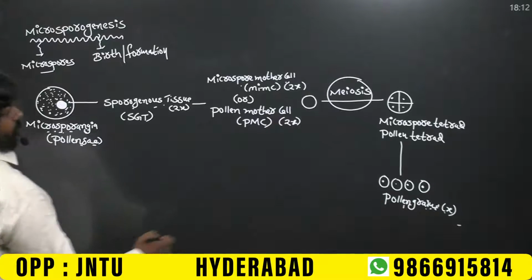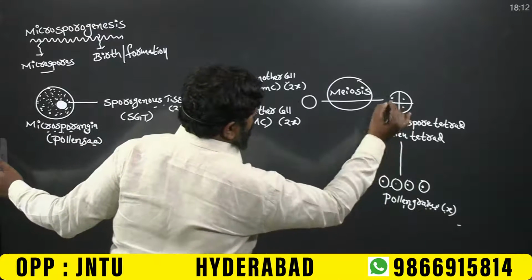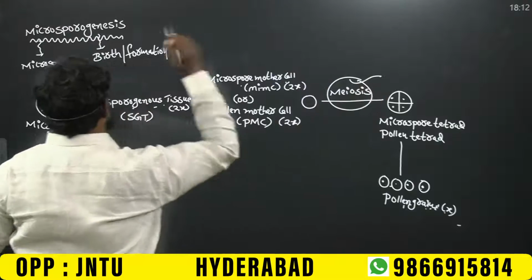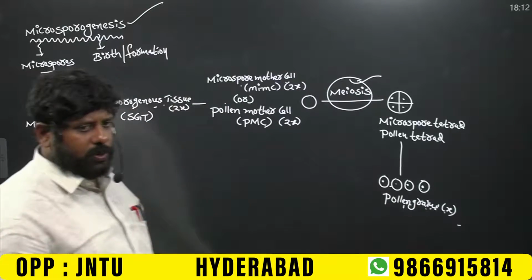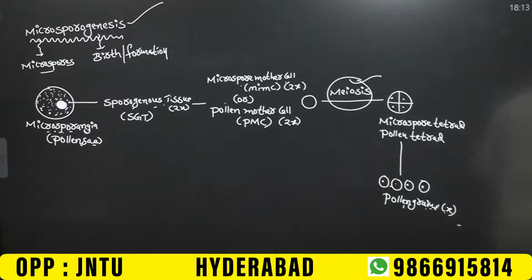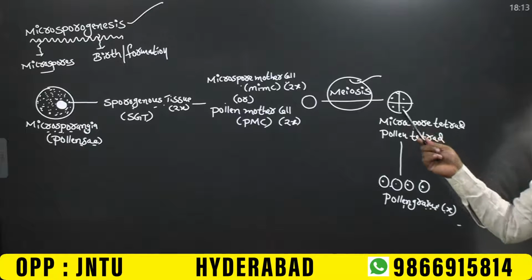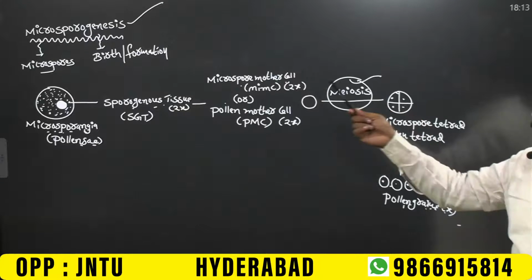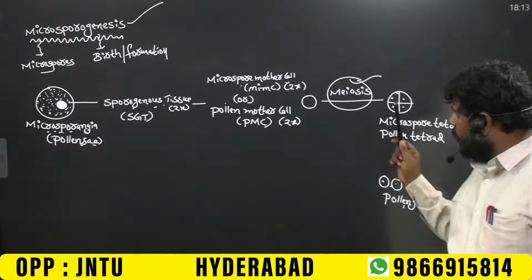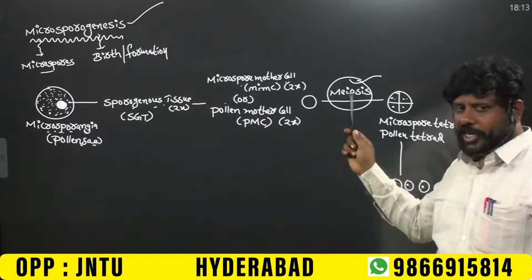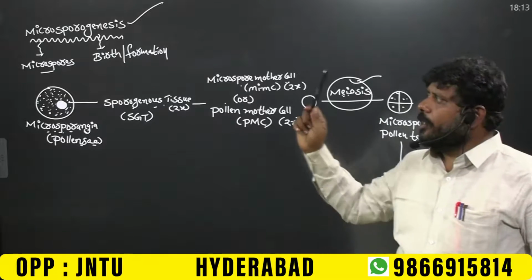So the formation of pollen grains or microspores from the microspore mother cell by meiosis is called microsporogenesis. What is microsporogenesis? Formation of microspores. How are microspores formed? Here 4 microspores are formed from the microspore mother cell by reduction cell division, meiosis. This is called microsporogenesis.